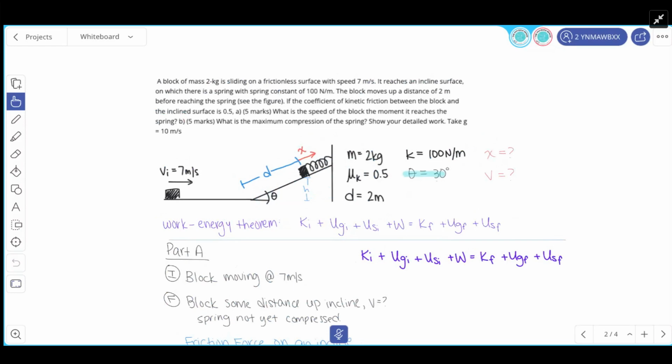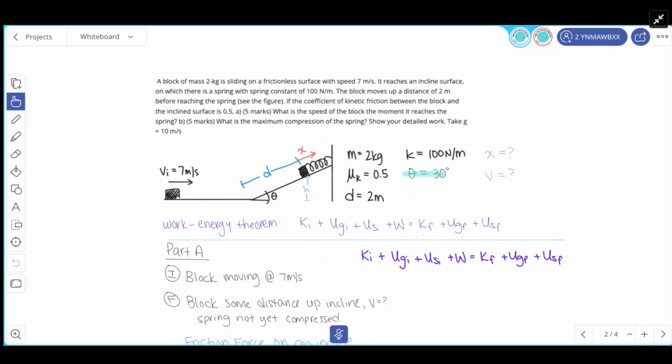So we're going to use the work energy theorem to solve both parts of this problem. And our work energy theorem is the equation that tells us basically that our total initial energy plus any work done is equal to our total final energy. So we have this big long equation, including those different types of energies: kinetic energy, gravitational potential energy, and elastic potential energy, work done, and then the final for all of those energy types.